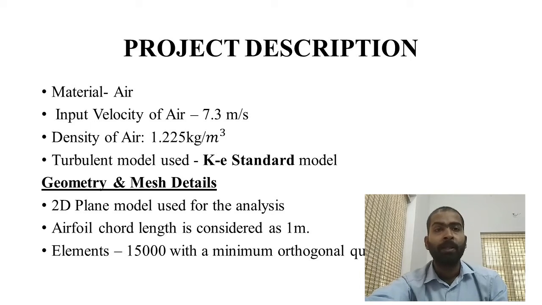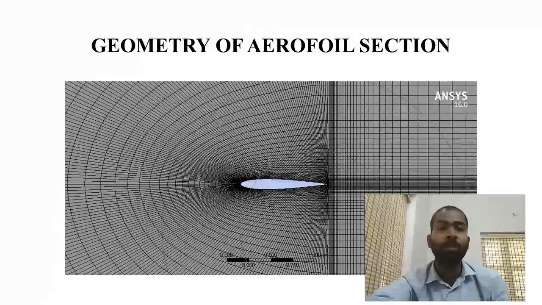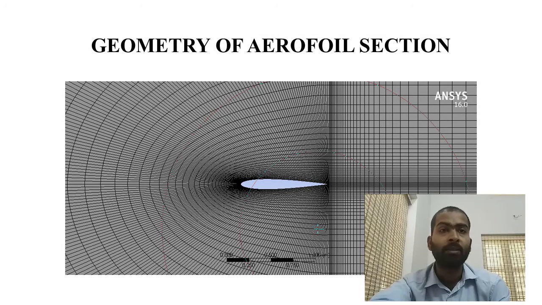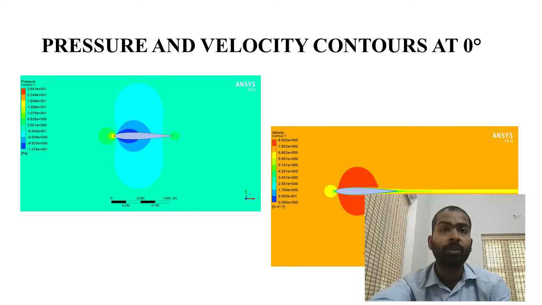Now the geometry and mesh used here is a 2D plane model for the analysis. The aerofoil NACA series 0012 is considered with 1 meter of chord length, and the elements are divided into 15,000 with minimum orthogonal quality 0.49. We can see on the screen the figure of the geometry of the aerofoil section. Next, the pressure and velocity contours at 0 degree angle of attack.